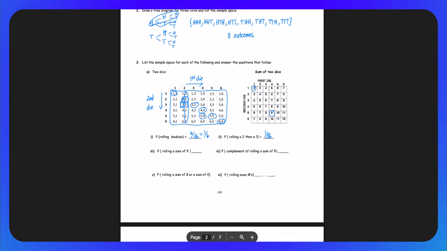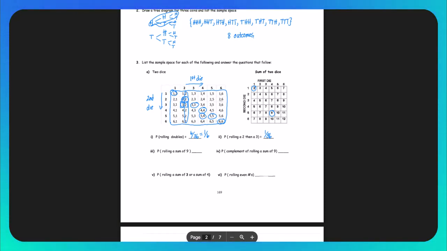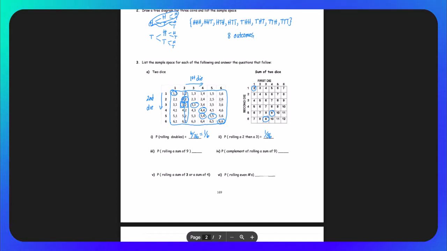Number 3, what is the probability of rolling a sum of 9? Well, now we have to go to the other table. Now, all along this diagonal here, this is where the sums equal 9, and there's 4 of those. But there's still 36 outcomes, and we're going to reduce our fraction by dividing top and bottom by 4, and that's going to give us 1 over 9.